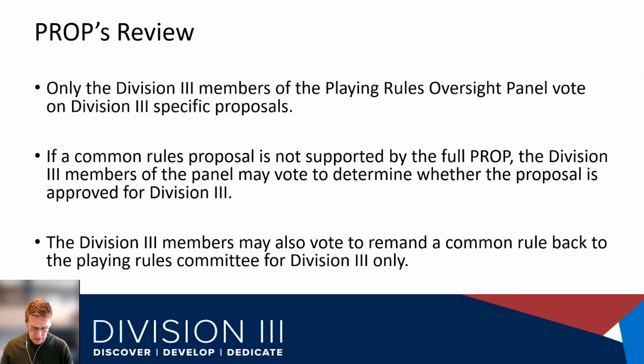If a common rule is not supported by the full PROP, the Division III members similarly can pull that and determine whether it should be approved for Division III specifically. Again, only those Division III members of PROP will vote in that manner. And they may also vote to remand a common rule back to the Playing Rules Committee for Division III specific only. The key takeaway here, as in earlier in the process, if a Division III specific rule is going forward, it's only the Division III members on that particular committee or panel that will vote on that particular issue.